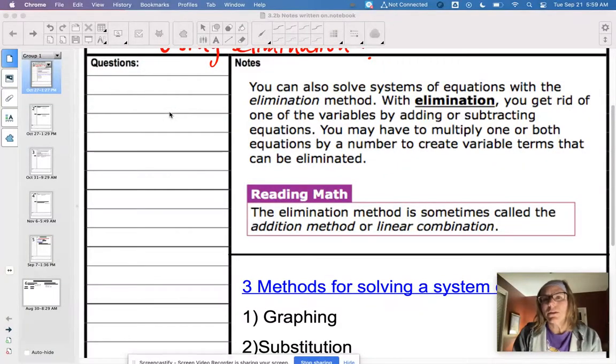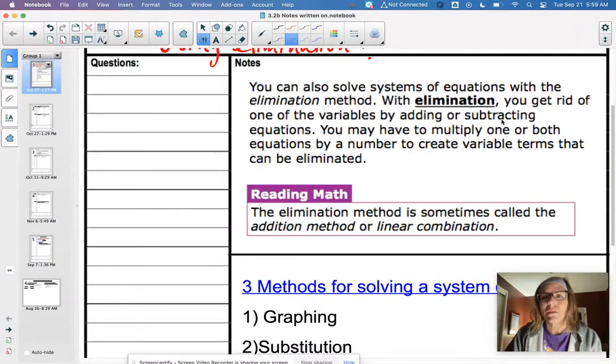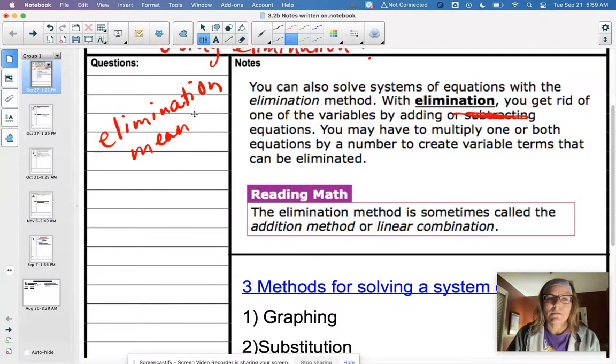So like it says here, we can also solve systems of equations with the elimination method. With that method, we are getting rid of one of the variables by adding or subtracting equations. I always say elimination means add. So I'm going to write that down. Elimination means add.